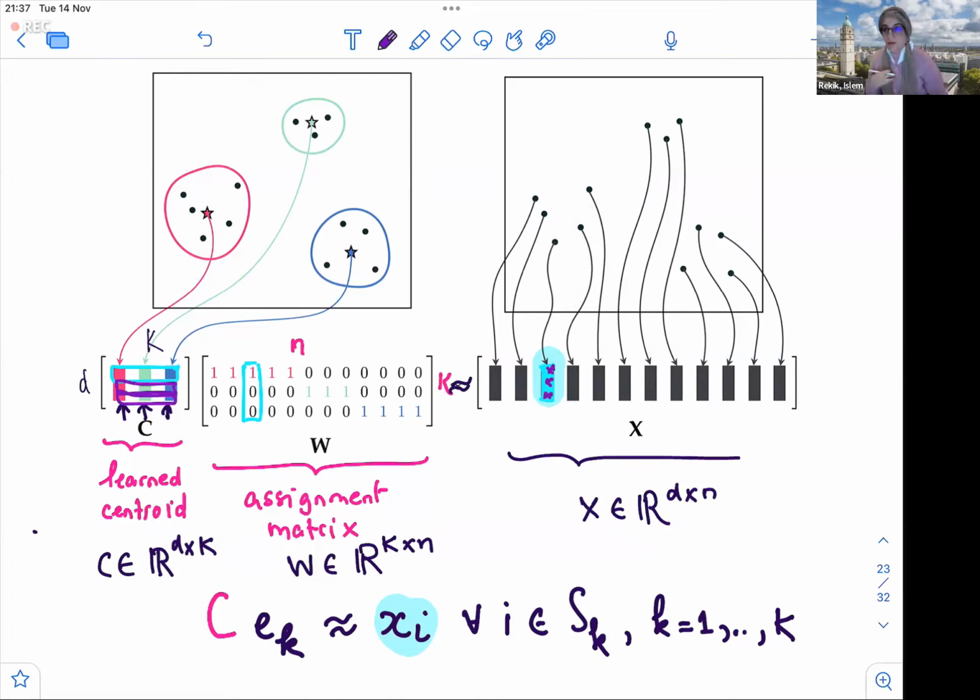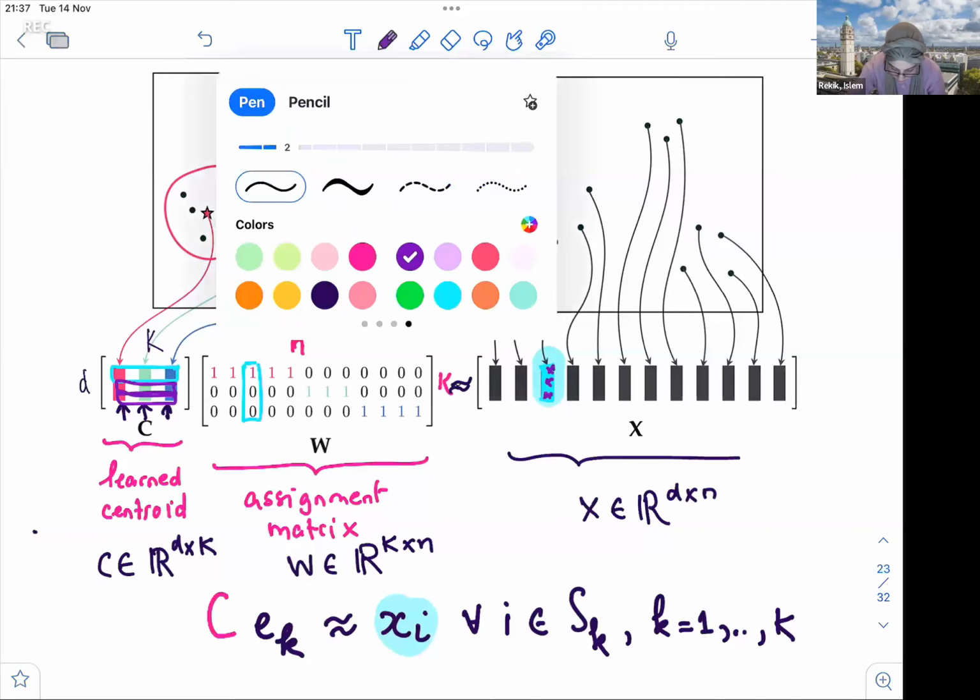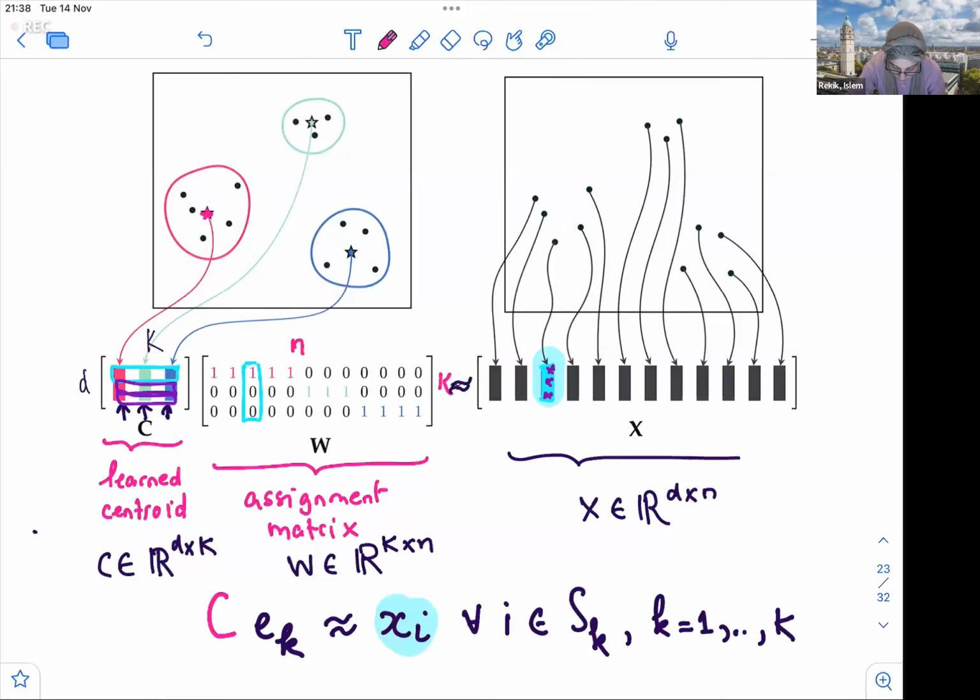right? So here, what is this telling us? It's telling us that I'm trying to represent, if this point belongs to the red one, it belongs to this red cluster, I should be able to define it as a multiplication of the C times the W, the weights.